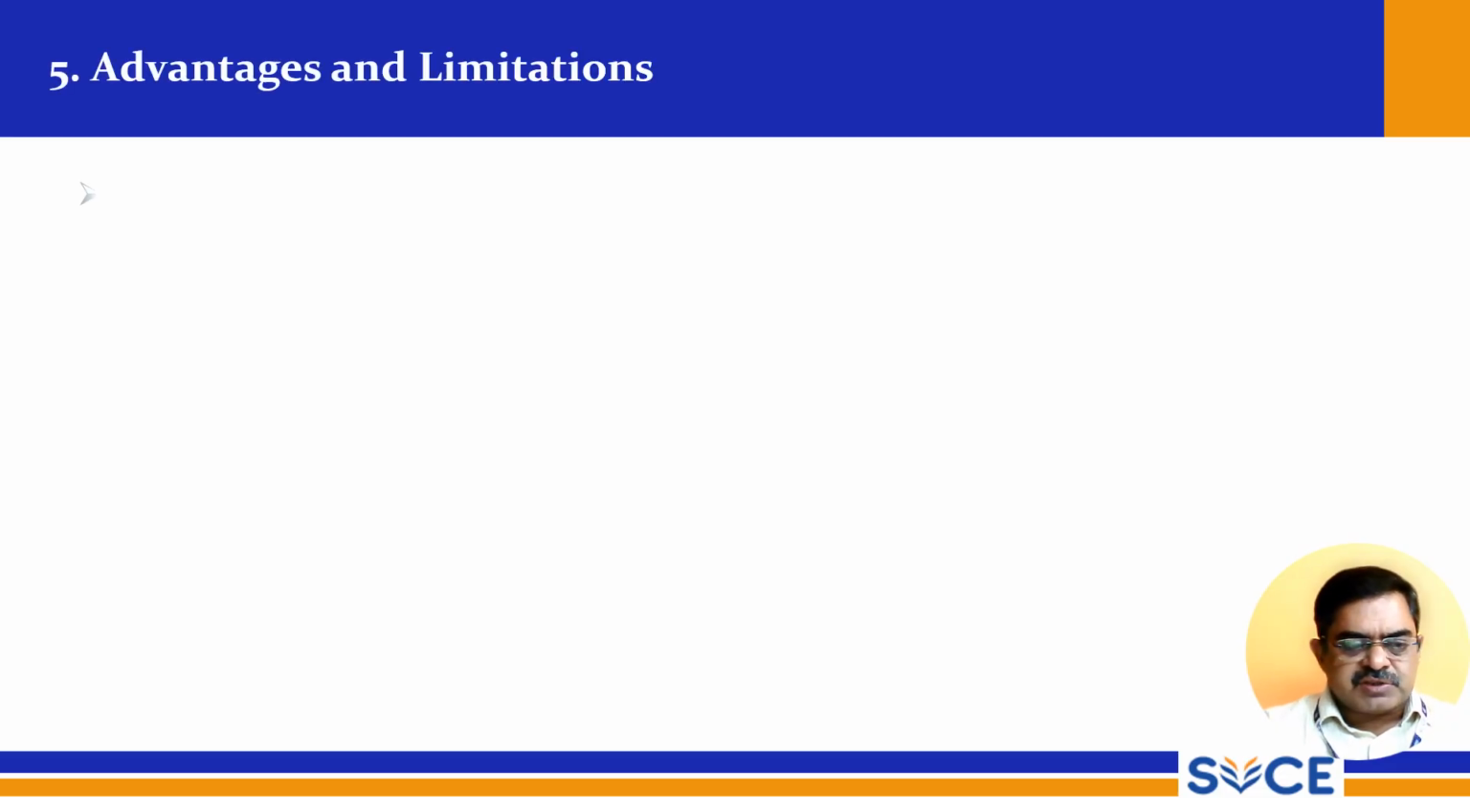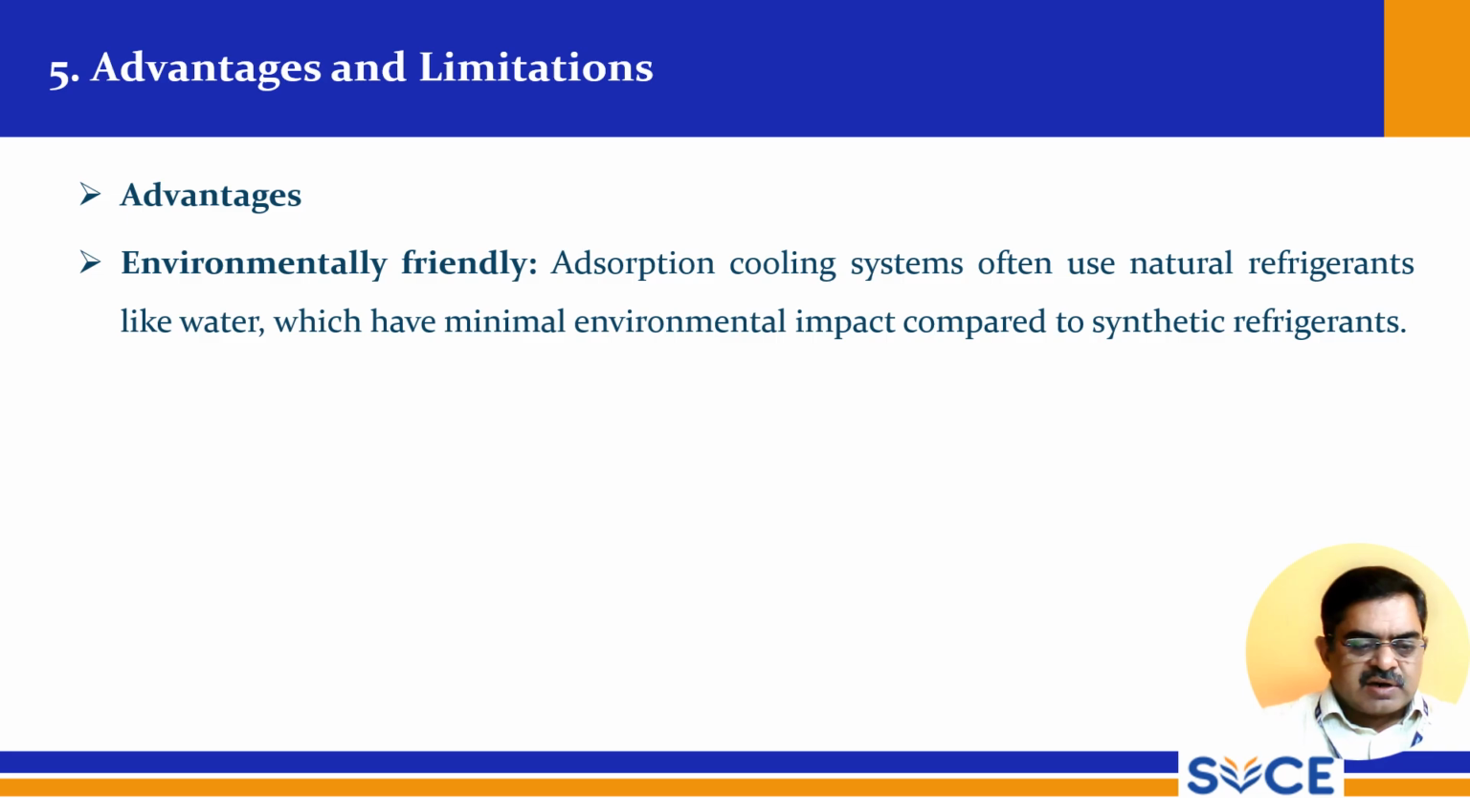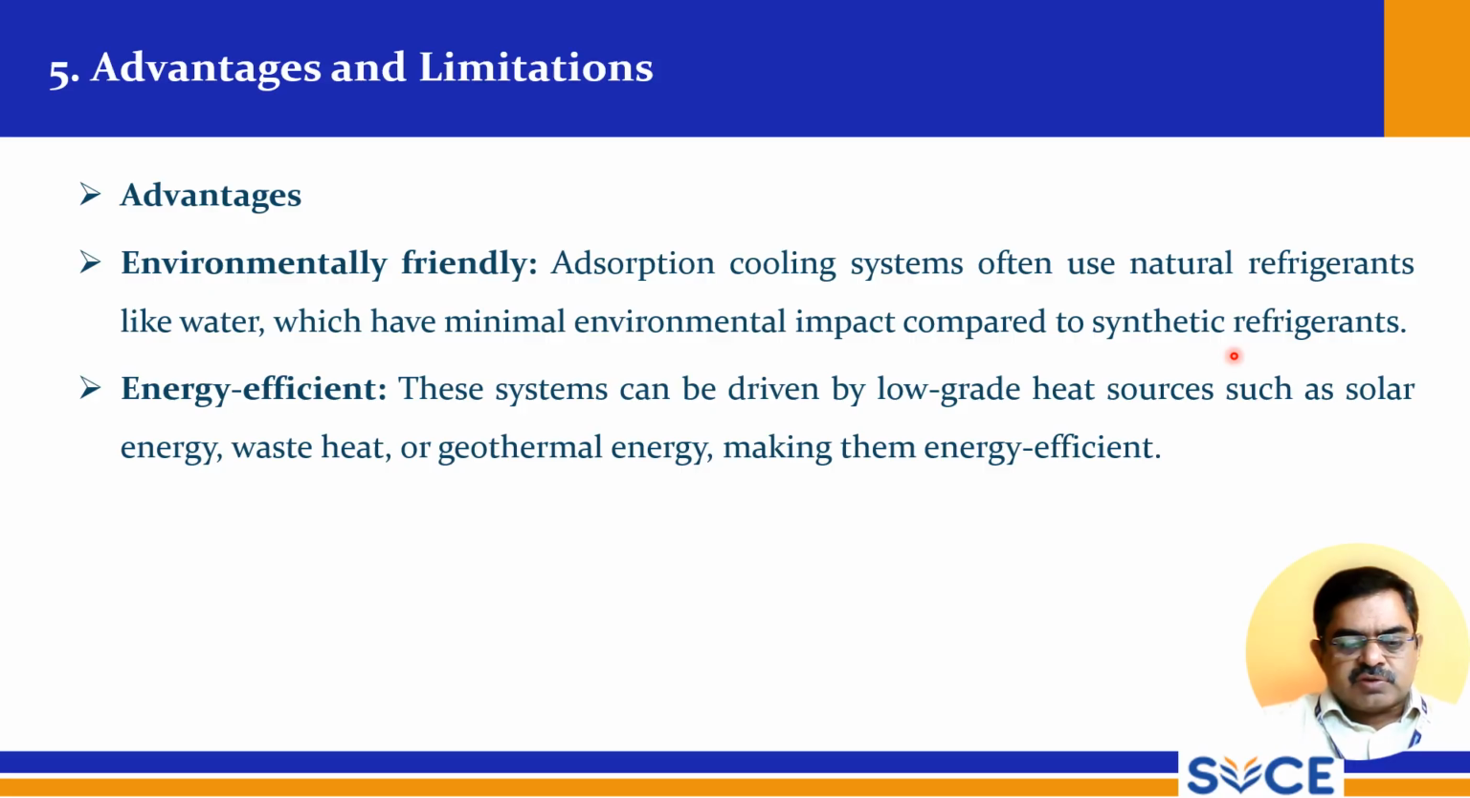Advantages and limitations. Advantages are environmentally friendly. Absorption cooling systems often use natural refrigerants like water, which has minimal environmental impact compared to synthetic refrigerants. They are also energy efficient systems, but not much used. I will tell you the disadvantages of this system also. These systems can be driven by low-grade heat sources such as solar energy, waste heat, geothermal energy, making them energy efficient.